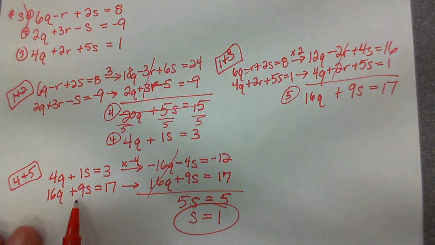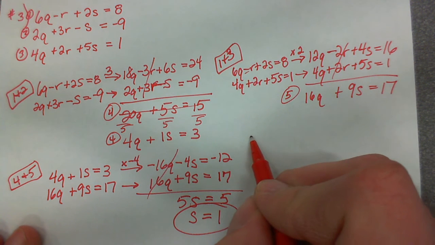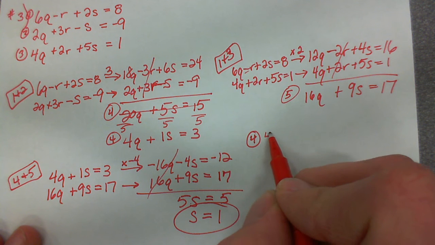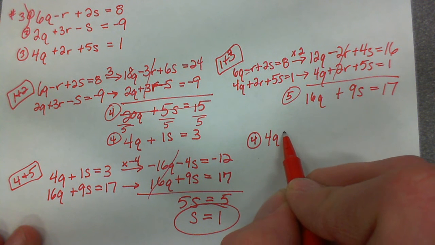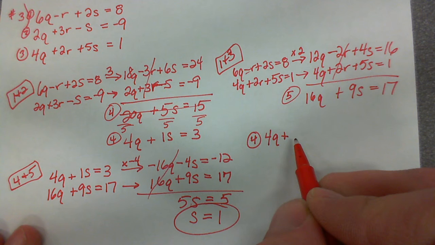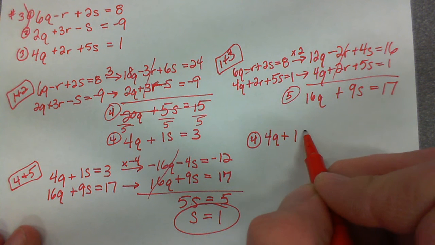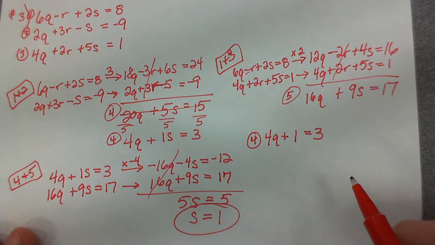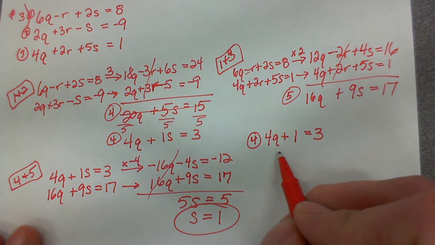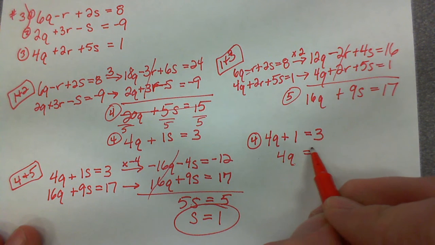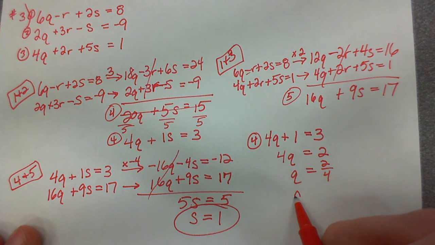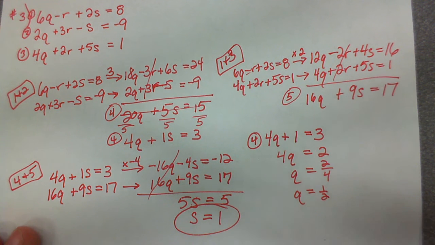Then we can plug back into one of these. Let's plug into number 4. So we plug into number 4. That is 4q plus 1s, and s is 1, so that's just 1, equals 3. So we subtract, and you get 4q equals 2, which means q equals 2 fourths, or q equals 1/2.